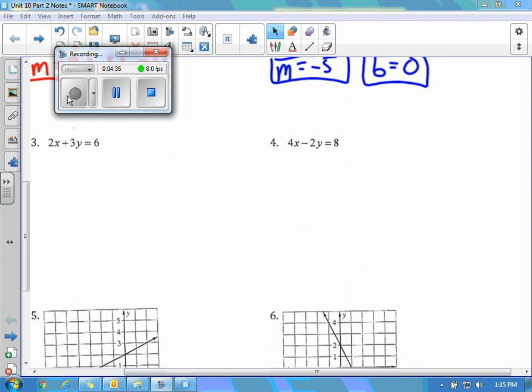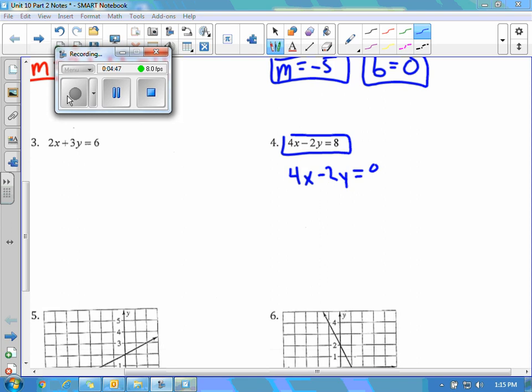Looking at number 4, I'm in the same situation where it is not in slope-intercept form first. So I'm going to start by boxing and rewriting. And then I need to put it in slope-intercept form, meaning get y by itself. So I'm going to start by subtracting 4x from both sides. Again, I'm subtracting it because it was positive to start with. Those cancel out. The negative has to come down.